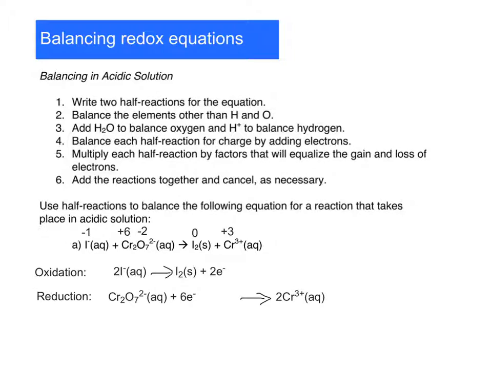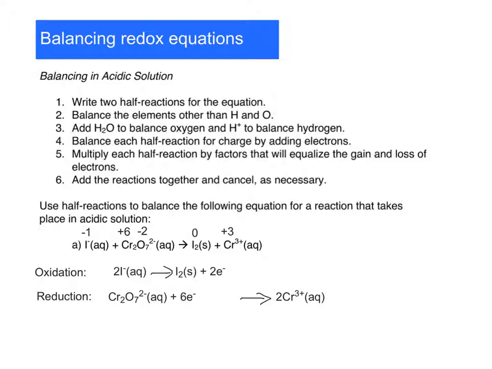Cr2O7 2 minus. So we have 2 chromiums and they go from +6 to +3. So each one of those chromiums gained 3 electrons. So it'll be plus 6 electrons goes to 2 Cr3 plus. Okay, now our top reaction is balanced, so that's easy.